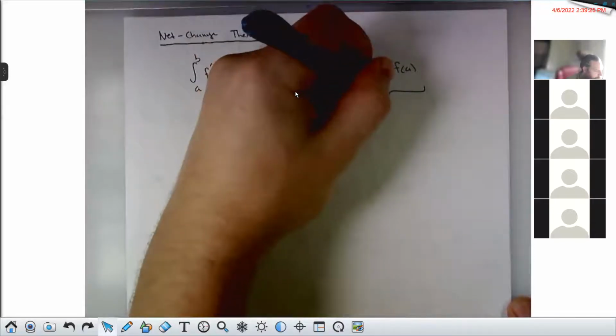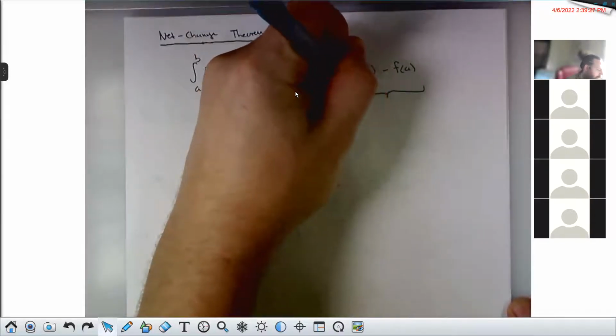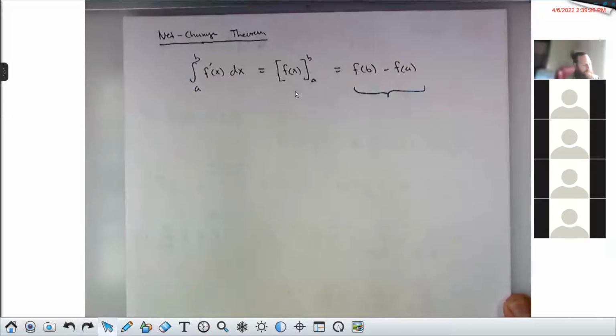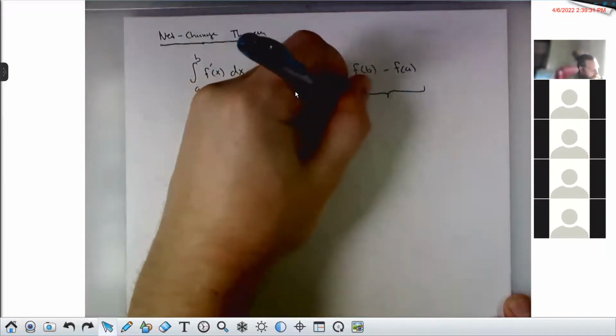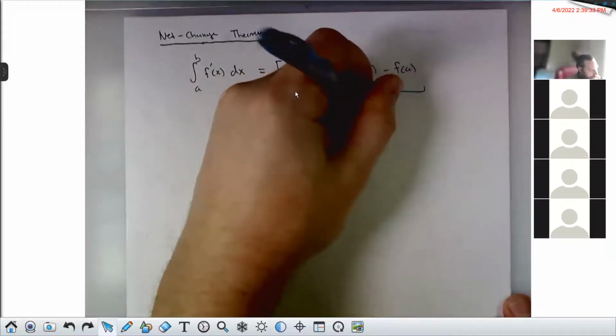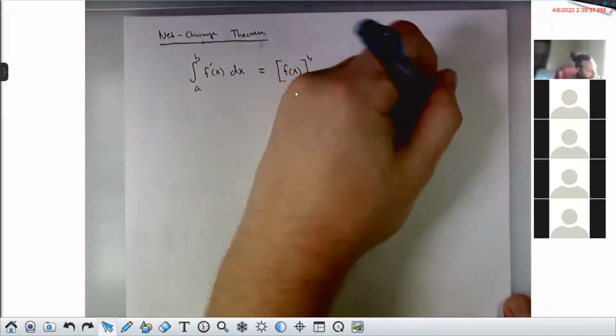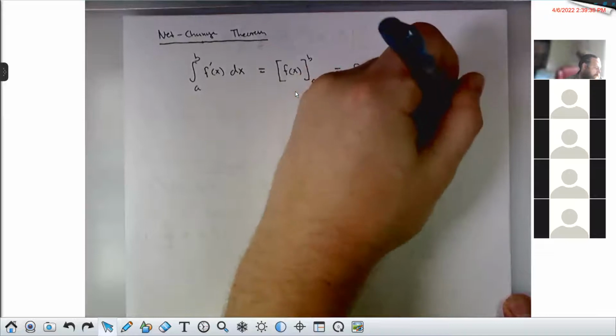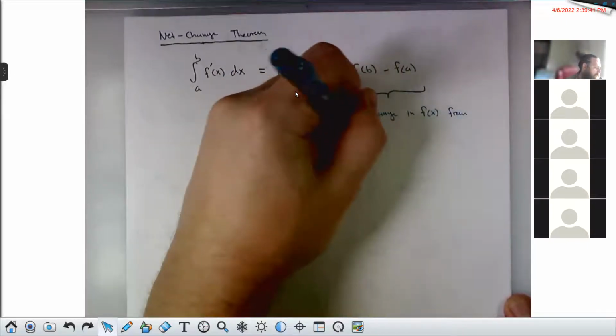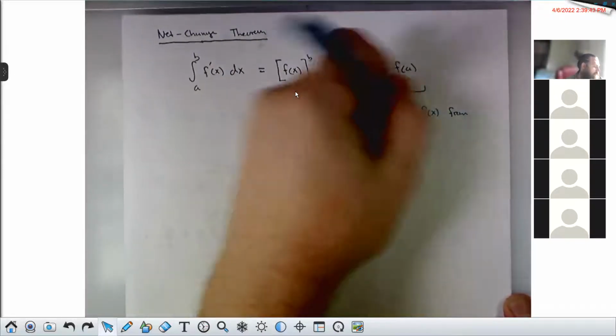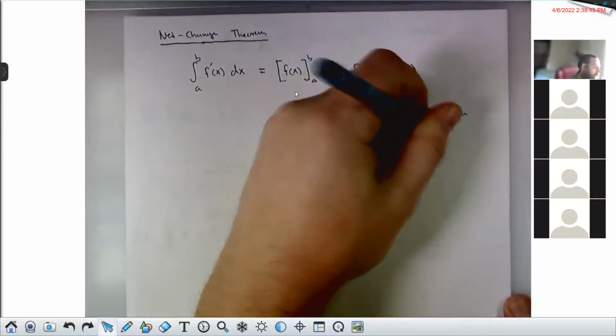But the object on the right over here has a special name that you may recall from the very first few weeks of pre-calculus. This is the net change in f, or say in f of x, from x equals a to x equals b.